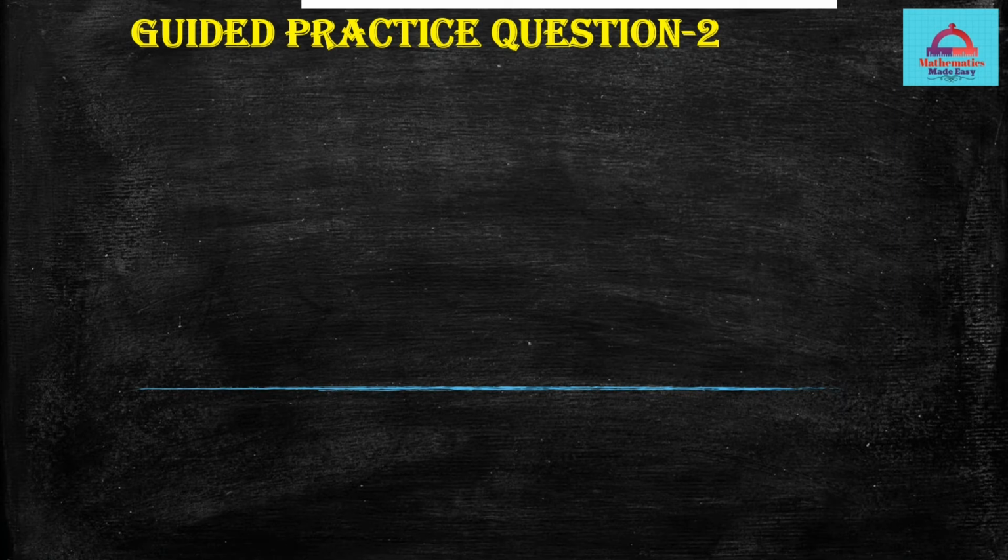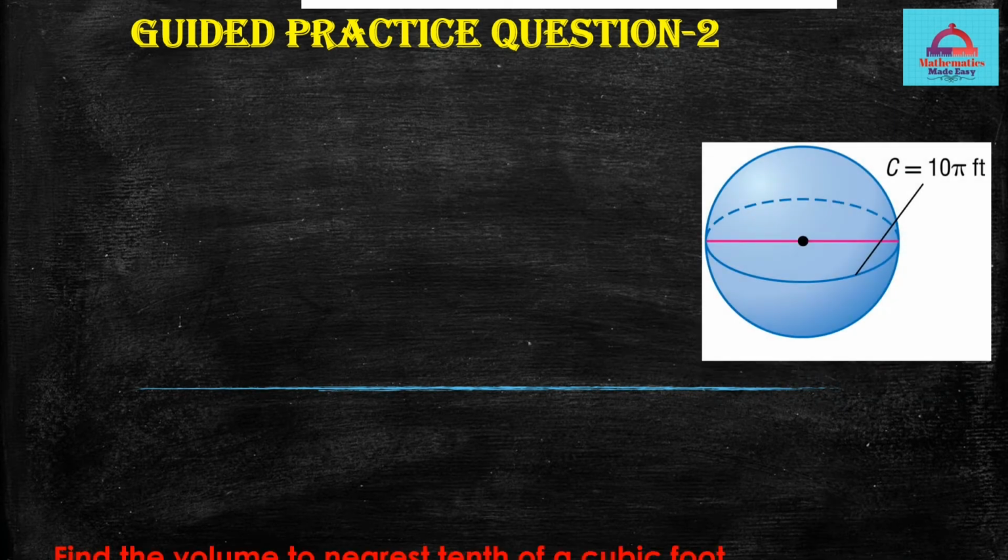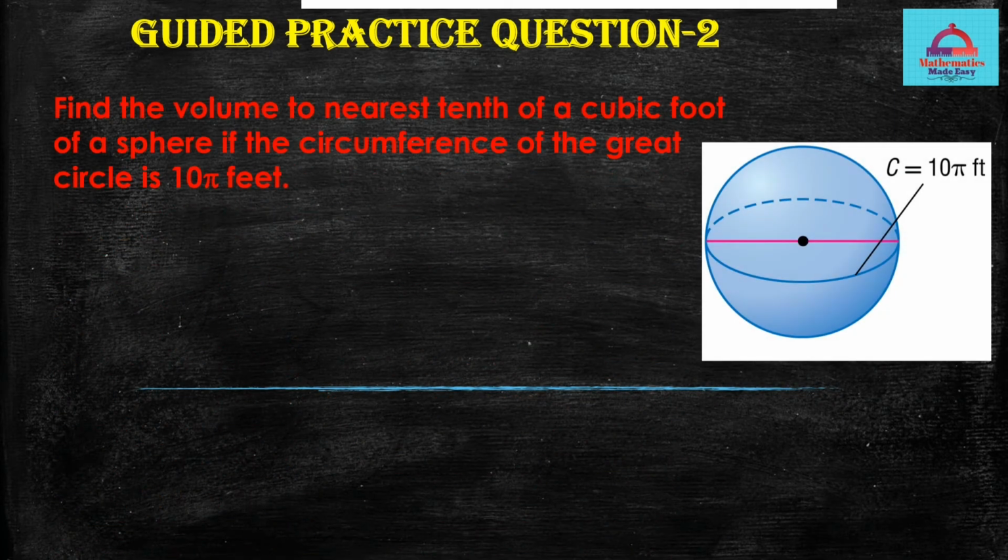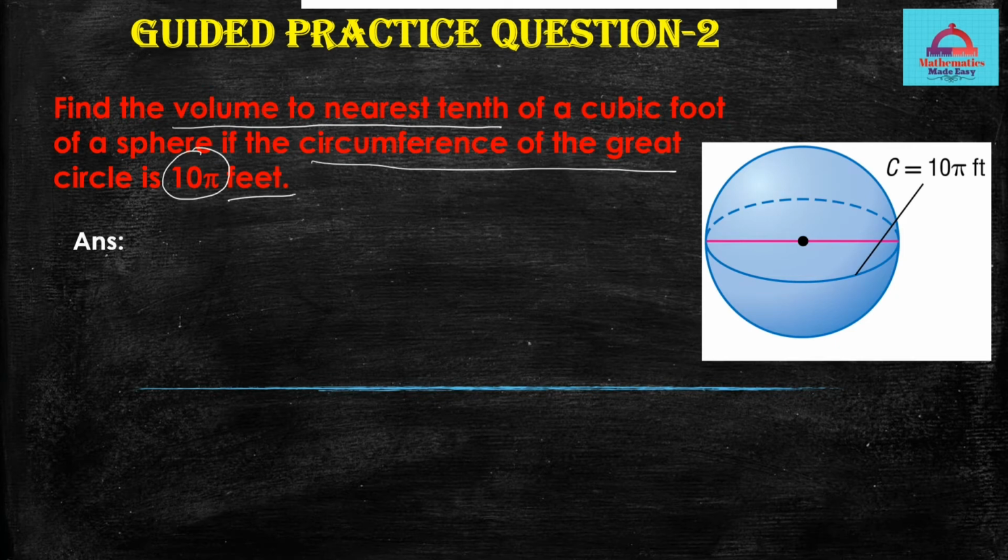Let's do another important question, guided practice 2. The question reads: find the volume, to the nearest tenth of a cubic foot, of a sphere if the circumference of the great circle is 10 pi feet. So we need to find the volume, round it off to 1 decimal place, and you are given the circumference of the great circle as 10 pi feet. So let's use all of this information to write our answer.